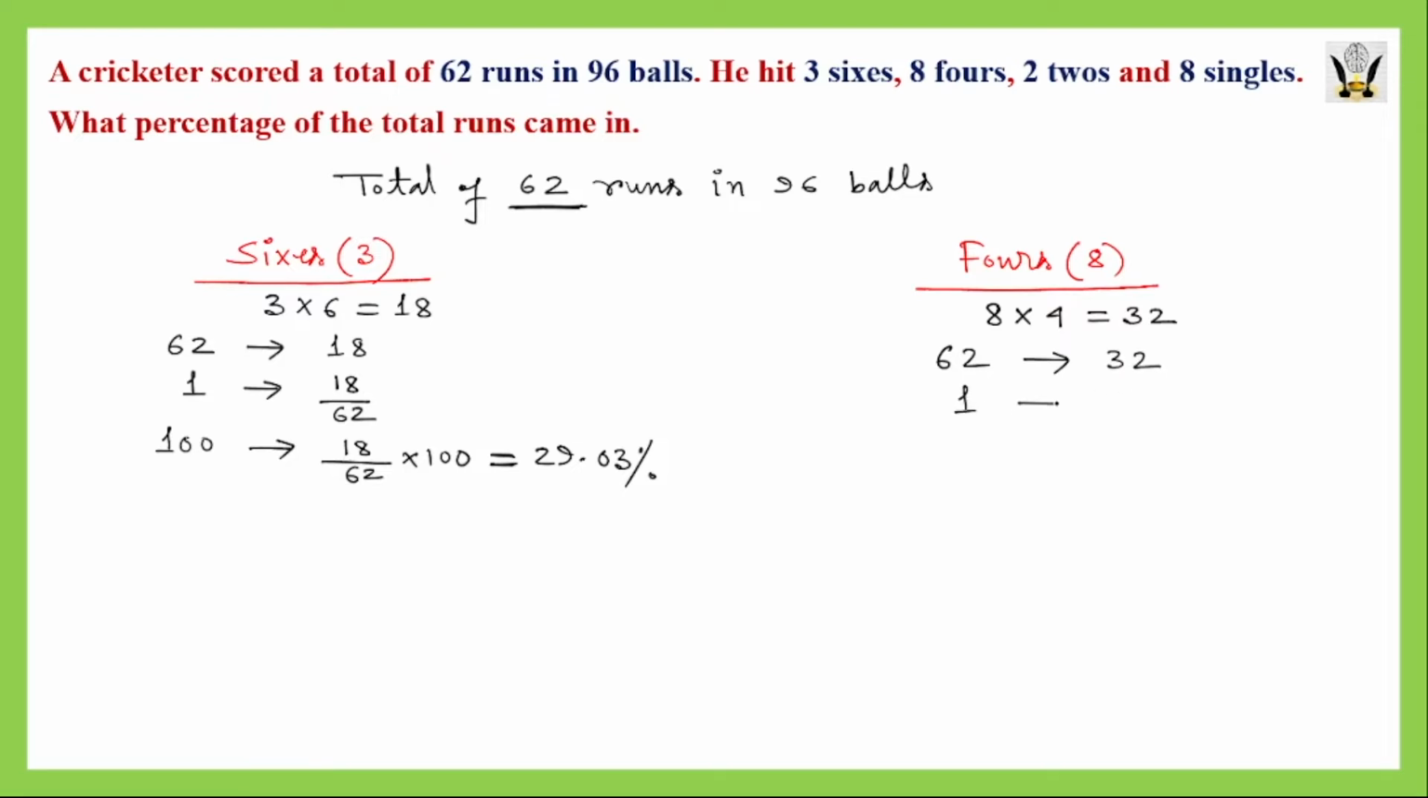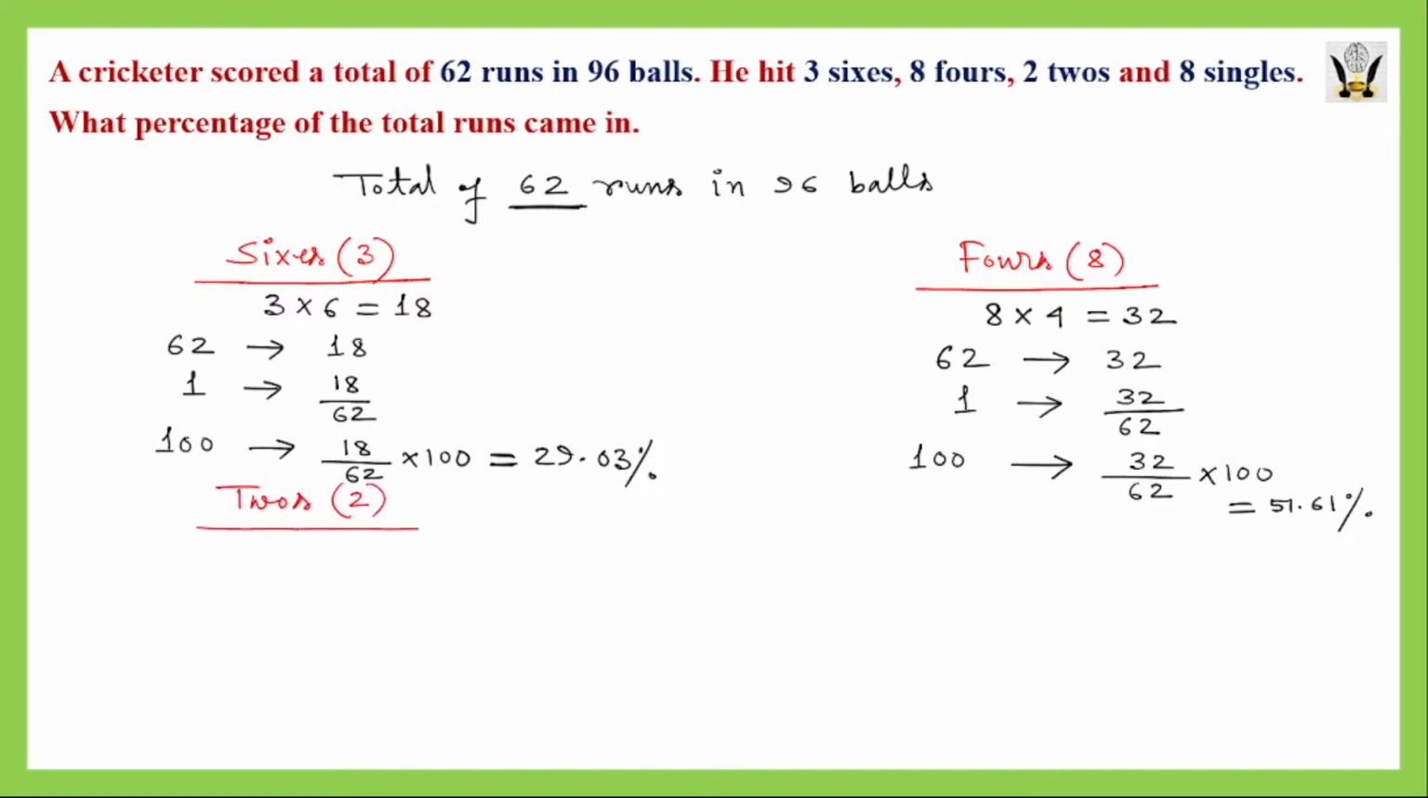So out of 1, if the total run was 1, then how many runs came from 4s? That will be 32 by 62. Definitely it will be less than 1. So if the total run was 100, then out of 100, how many runs came from 4s? So it will be multiplied by 100. Now if we calculate, that value will be 51.61, and we are finding it in percentage. So 51.61% of the runs came from 4s.